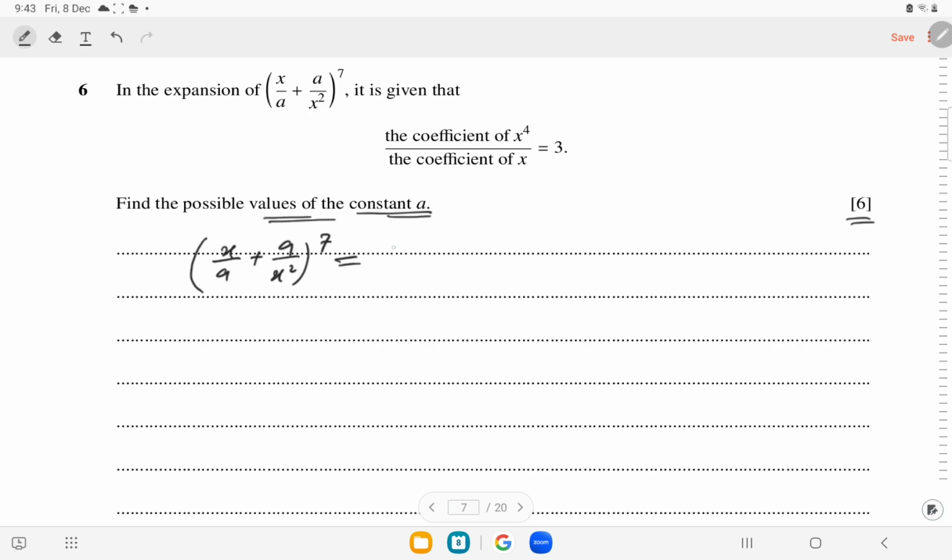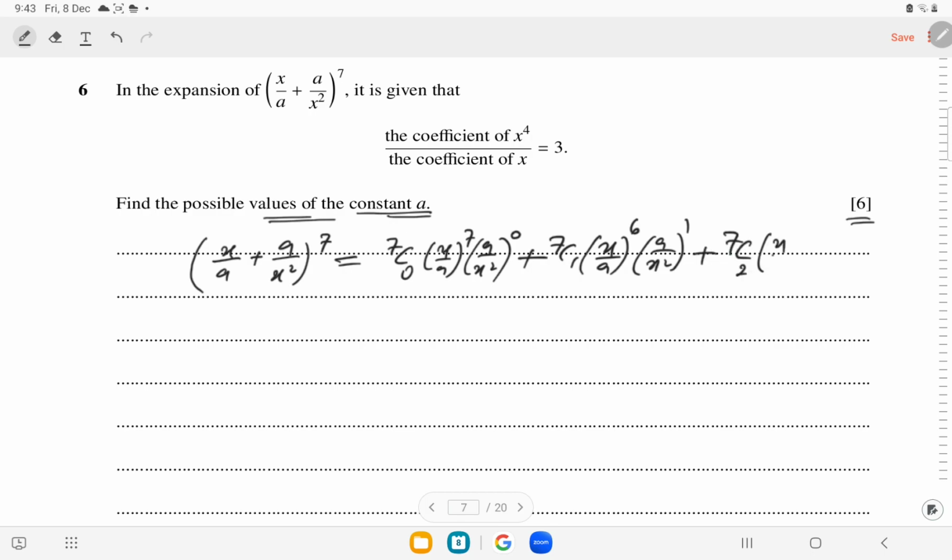Let's see. The first starting one, as per the rule of binomial expansion, is 7C0 because n is 7. First term power 7, second becomes power 0. Then 7C1, x by a power 6, a by x square power 1. Plus 7C2, x over a power 5, and a over x square power 2, and so on.